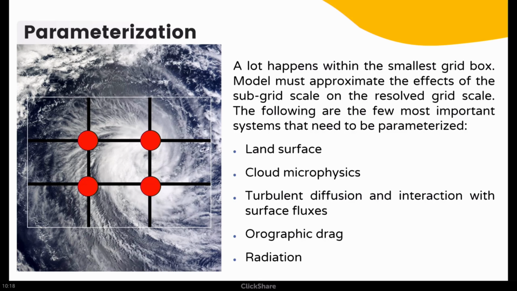But we need to somehow know what is going on in between, and for that we have some fundamental parameterization schemes, we call it parameterization. These fundamental parameterization schemes are like land surface, cloud microphysics, which actually helps in rainfall generation. Then turbulent diffusion, we call it planetary boundary layer, where exchange of mass and momentum occurs from surface to upper troposphere. Then we have orographic drag and radiation, like incoming radiation as well as outgoing radiation.